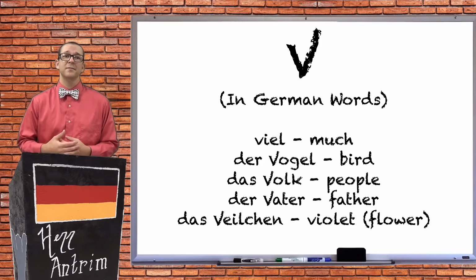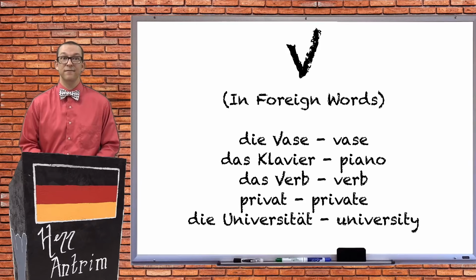V is a bit odd because sometimes it sounds the same as the English V, but sometimes it sounds like the letter F in English. If the word is of German origin, it is probably pronounced like F, unless it's at the end of a word, in which case it is pronounced like V. If it is a foreign word, it is probably pronounced V. So, here are a few examples as used as an F. Viel, Vogel, Volk, Vater, Veilchen. And now as a V. Vase, Klavier, Verb, Privat, Universität.